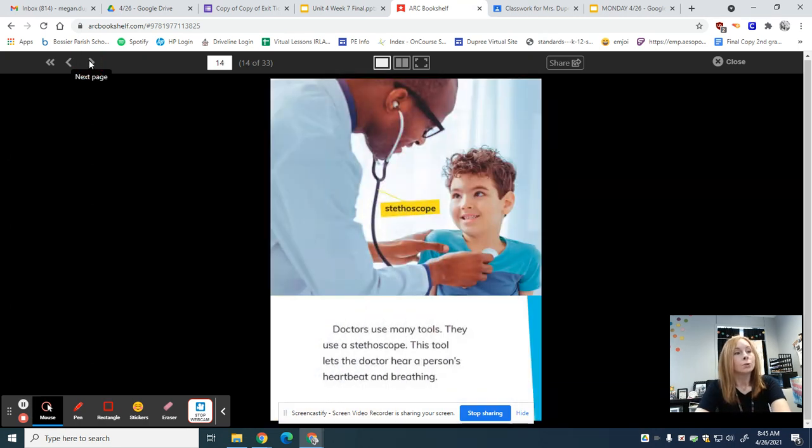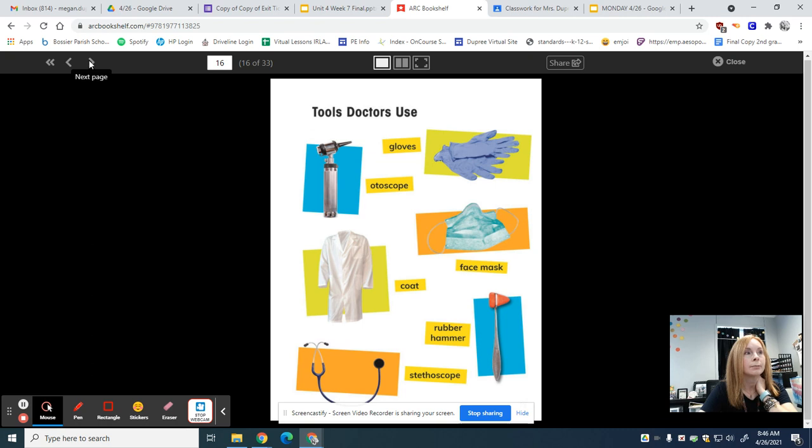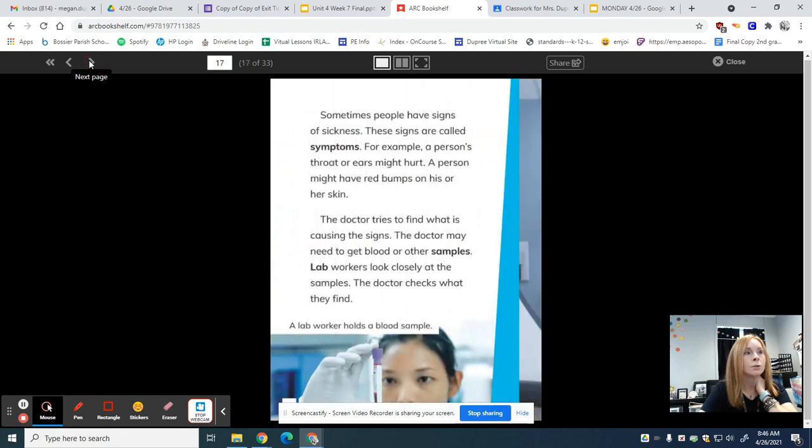Doctors use many tools. They use a stethoscope. This tool lets the doctor hear a person's heartbeat and breathing. Doctors also use tools to look closely at body parts. They see inside the ears, nose, and throat with an otoscope. Doctors use a different tool to check the eyes. Doctors tap the knee with a rubber hammer. They see if the leg kicks up. This kick happens on its own. This test shows that the brain is working with the body like it should. Here's some examples of doctors' tools.